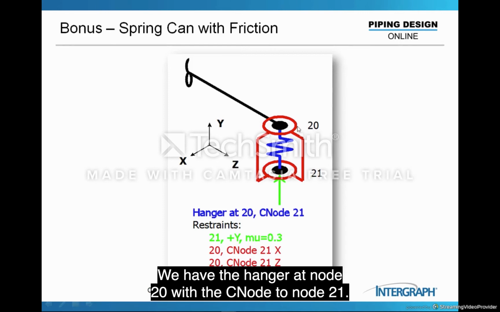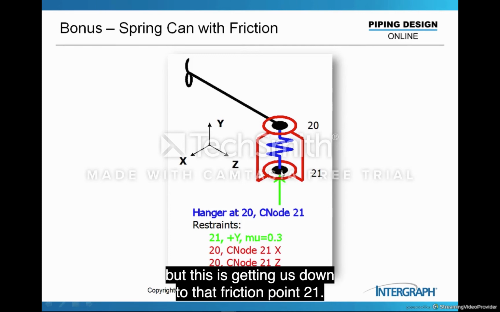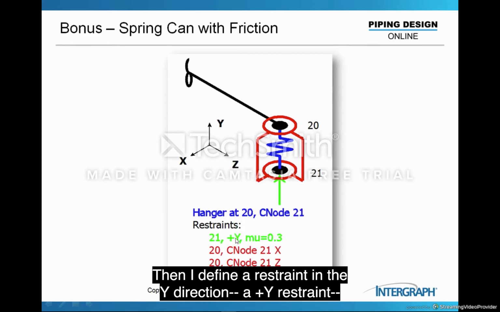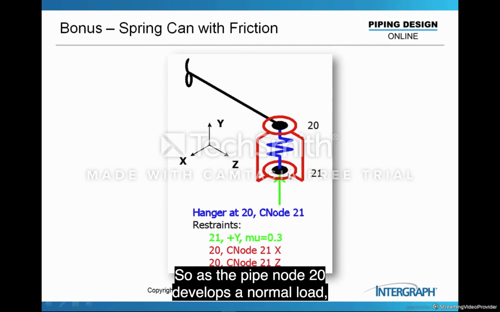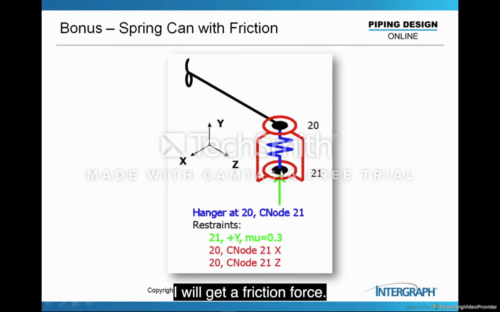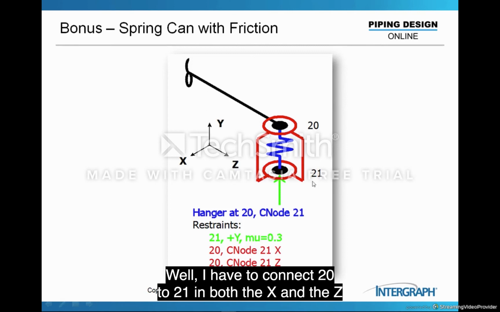We have a hanger at node 20 with a C node to node 21. We didn't talk about C nodes today, but this is getting us down to that friction point, 21. Then I define a restraint in the Y direction, a plus Y restraint at node 21 with a coefficient of friction. So now I've got a friction point down here. So as the pipe node 20 develops a normal load, I will get a friction force. Now, how can I get the friction to act at this node 21? Well, I have to connect 20 to 21 in both the X and Z directions.